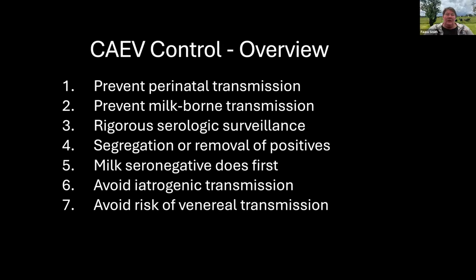And so we can use serologic testing, segregation and removal of positives, thinking about how you milk if you are going to be dealing with seropositive animals and seronegative animals. How do you isolate them from each other? Who do you milk first? How do we avoid iatrogenic transmission? So things like changing needles, cleaning milking equipment between them. And then again, because the vast majority of venereal transmission is male to female instead of female to male, testing bucks and only using negative bucks would be another part of a control program.